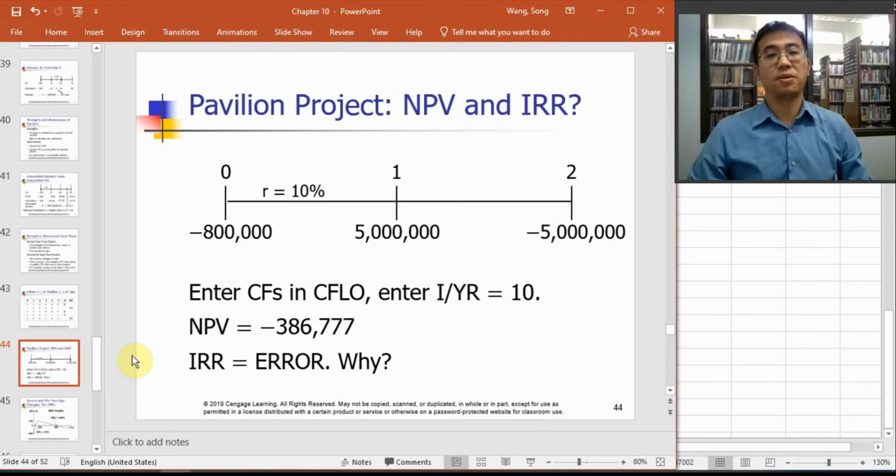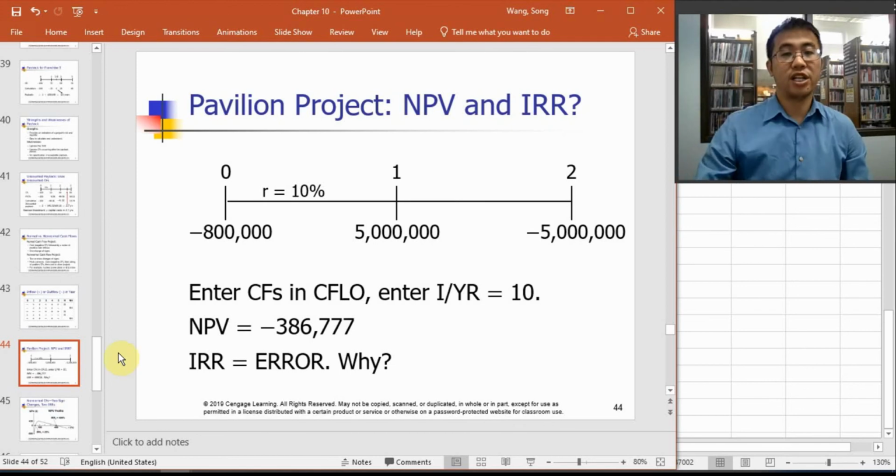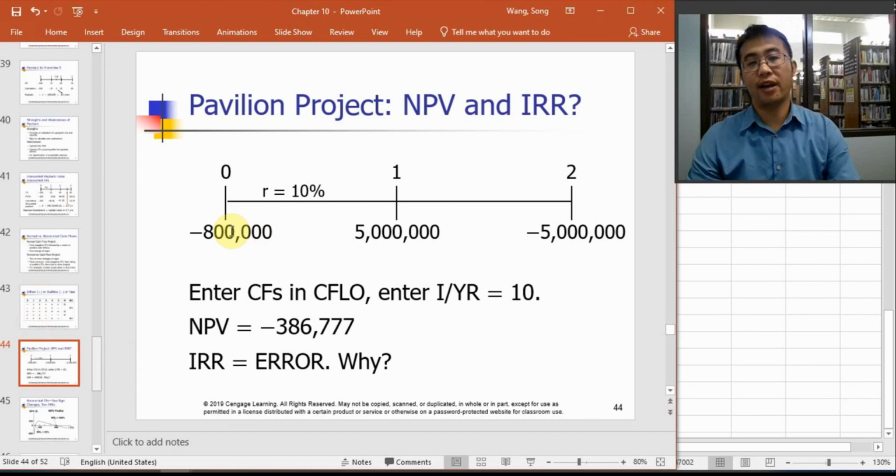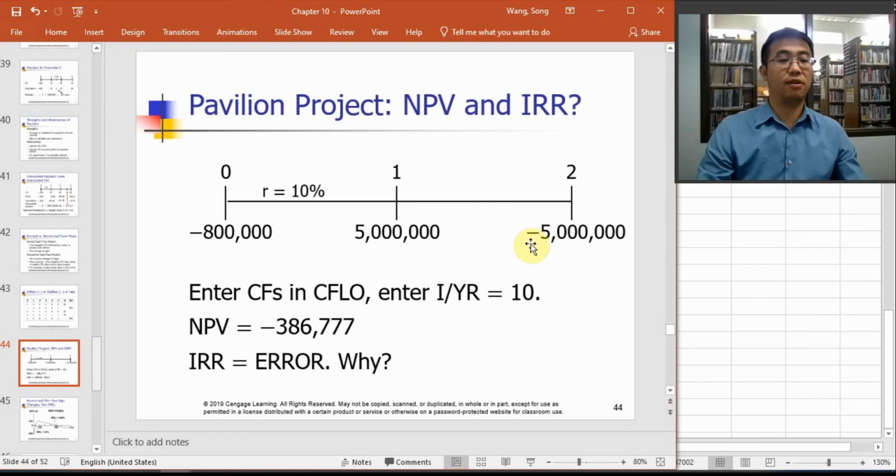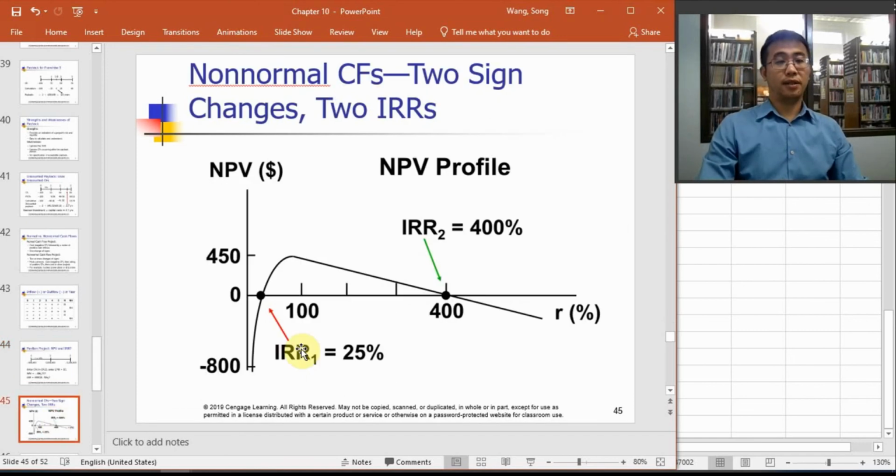You would have a problem solving for IRR. If this is your cash flow, negative 800,000 today, 5 million positive in year one, negative 5 million in year two, and you try to solve for NPV, you would get a valid answer. But if you try to solve for IRR, bad for you, it will be an error output. Why would that be? If you look at this NPV curve, you will see that you actually have two IRRs. One IRR is 25% and another IRR is 400%.